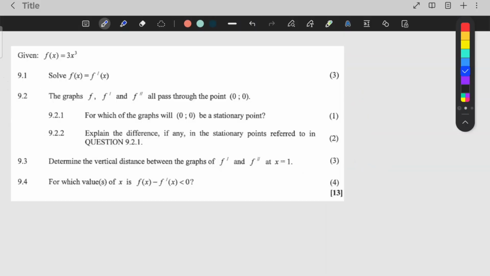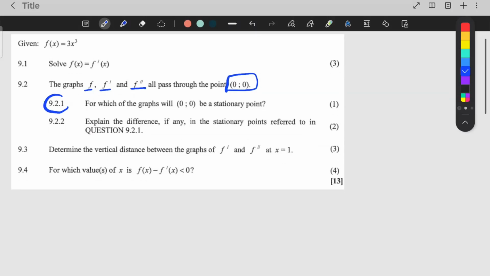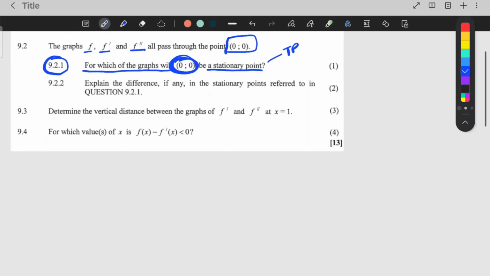Question 9.2 says, the graph f, then the derivative, then the second derivative, they all pass through 0 and 0. So they all go through the origin. 9.2.1, here's the question. For which of the graphs will the origin be a stationary point? So a turning point. For which of the graphs will the origin be a turning point? It's 1 mark, but let's work it out.